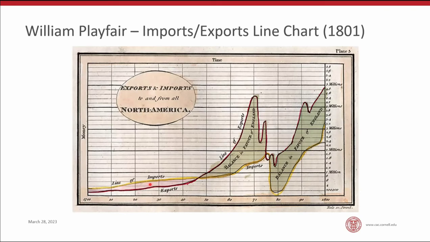So the red filled area tells you Britain was importing more than it was exporting, and the green, of course, is good. We're exporting more to North America, except during the Revolution when things went a little crazy. So these ideas have been honed over many, many decades, centuries.